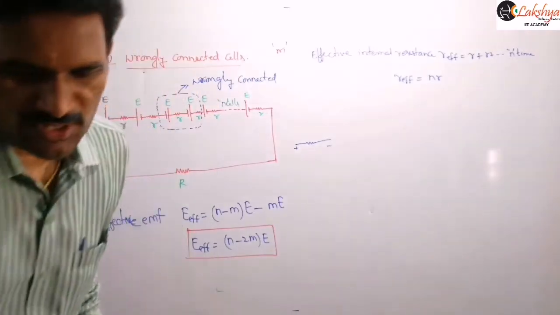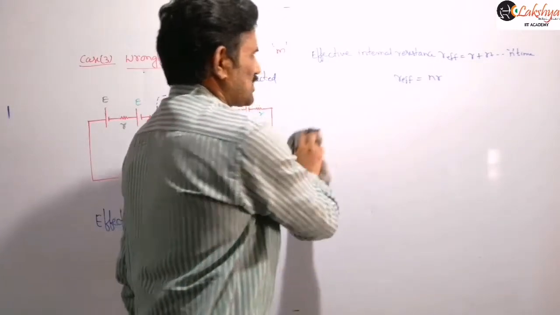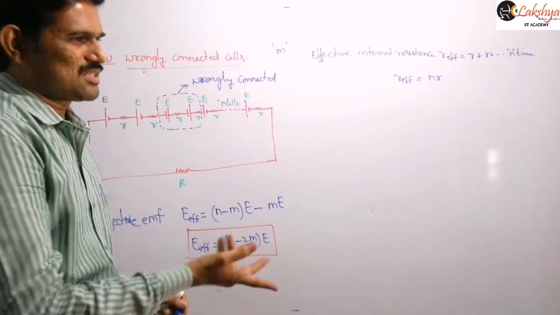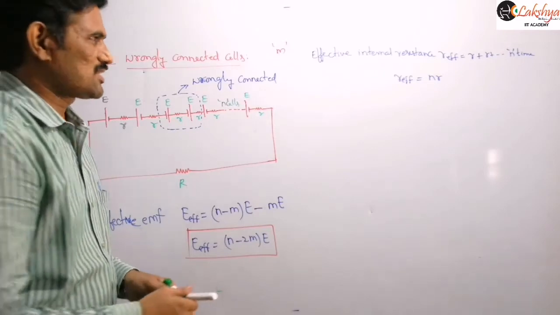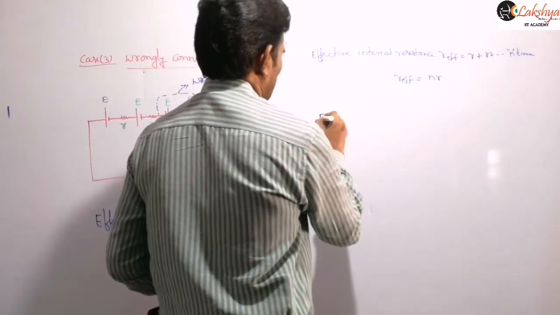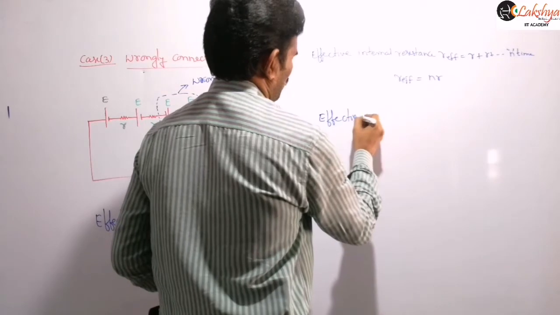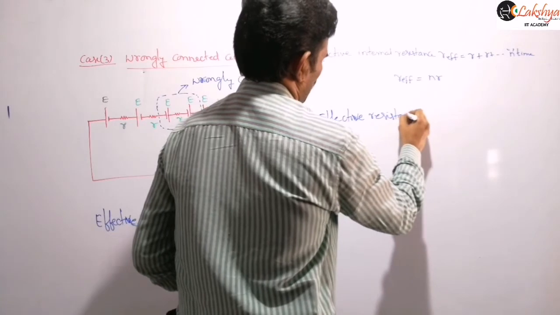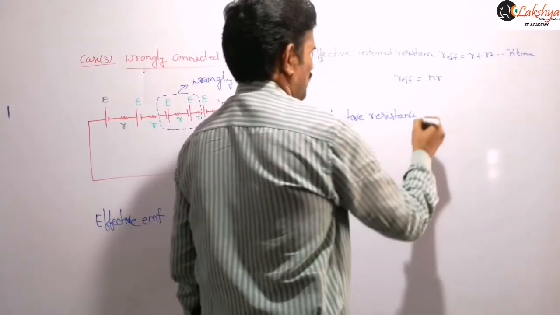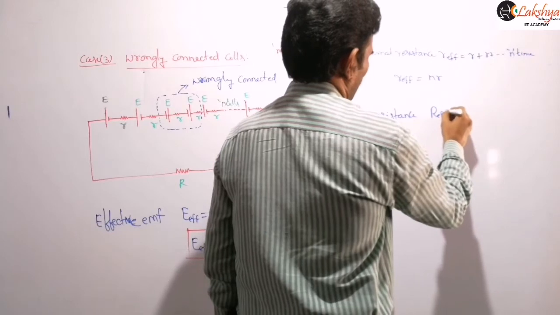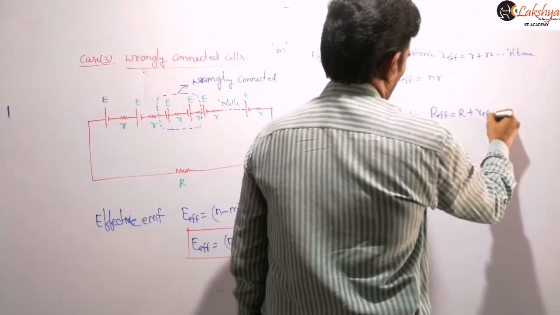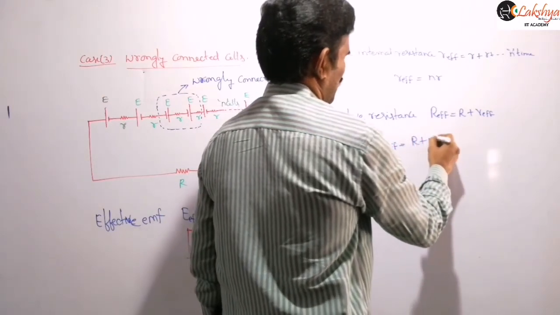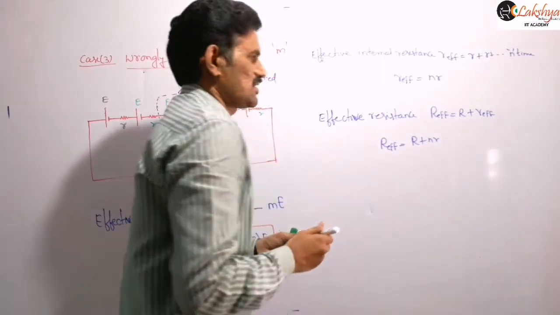So the effective internal resistance will still remain series only. For resistors there are no polarities, so even though a cell is reversed, the resistors will still be in series. Similarly, let us write the effective resistance in the circuit. So we can write R effective is equal to R plus NR. So this is the effective resistance in that circuit.